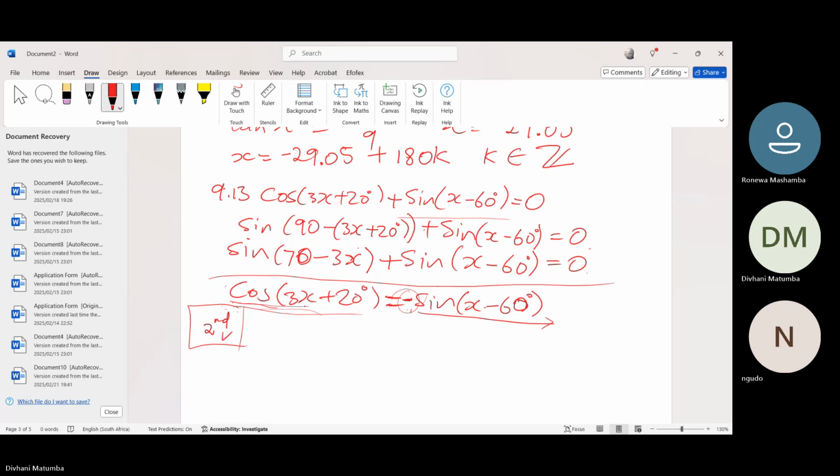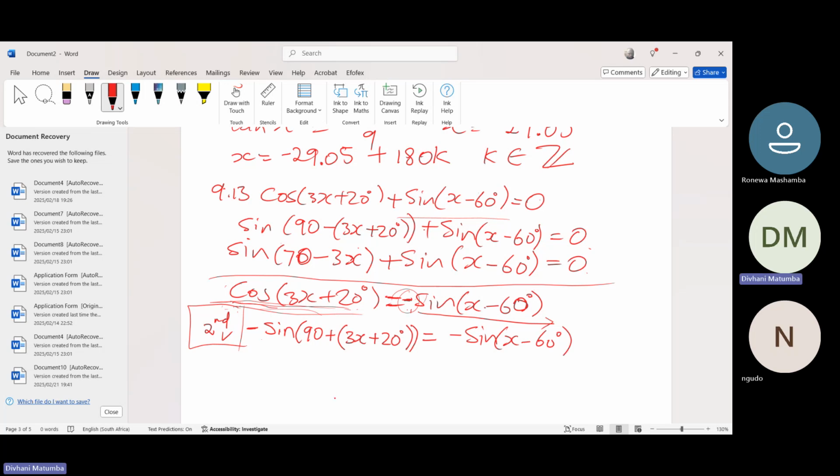So the cos of that angle will be the minus of sine of, if you're dealing with the second quadrant, we're going to have the sine of 90 plus that angle is equal to minus sine of x minus 60 degrees.